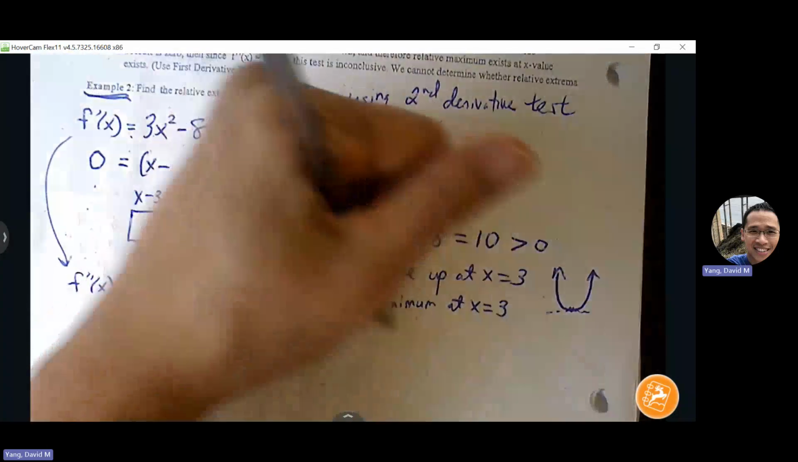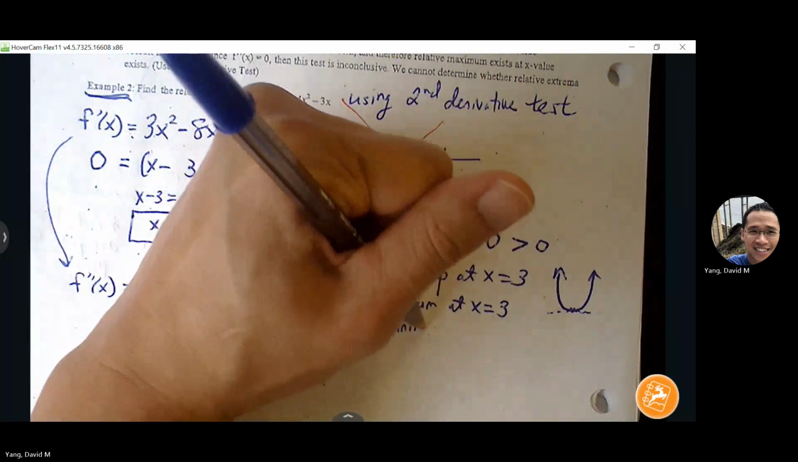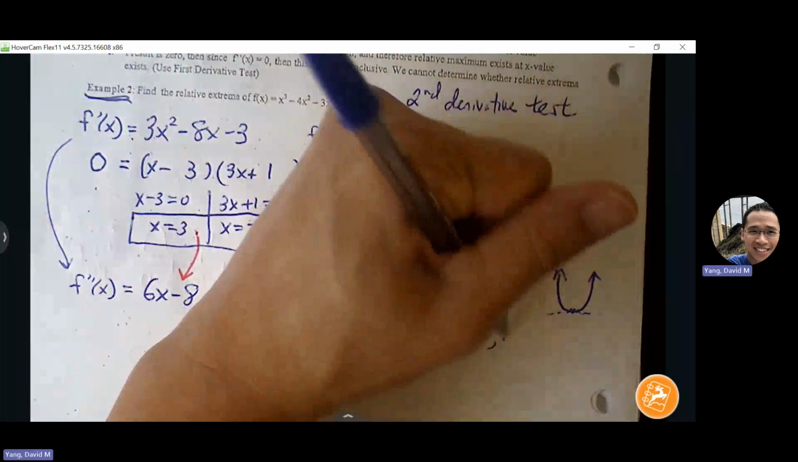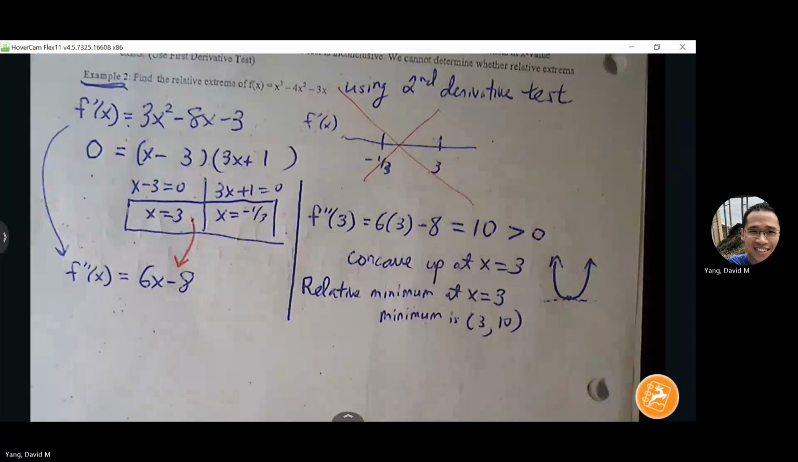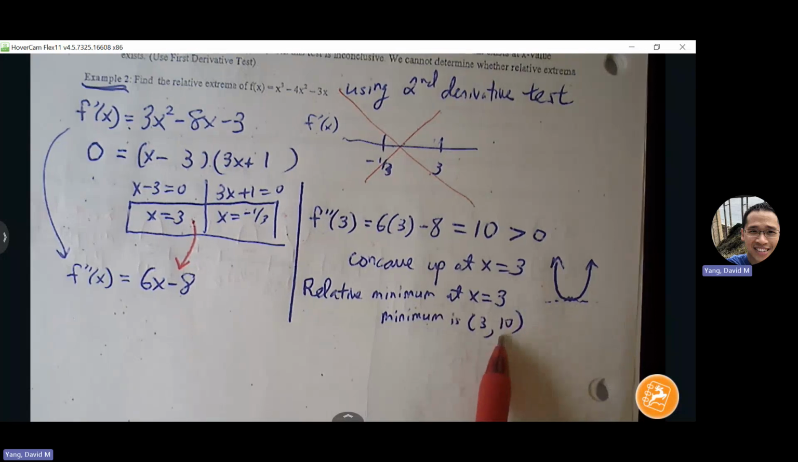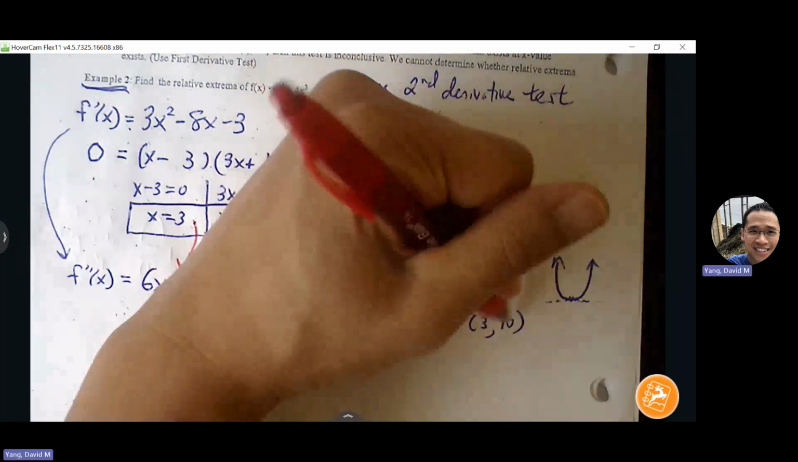Now, some students want to say relative minimum is 3, 10. What's wrong with that statement? It's not an ordered pair, because it's like the slope values. Not slope value, 10 is a concavity value, which for us is not going to mean much. Concavity of 10 versus concavity of 6, for our purposes, we're not going to see a distinction. So you don't want to write it this way.